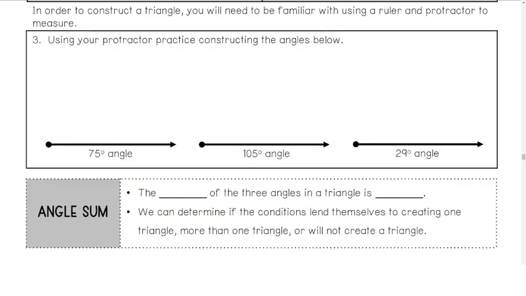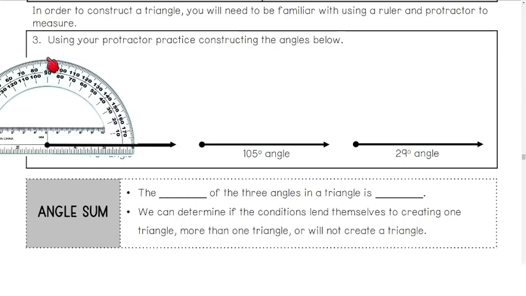Okay, next part. Now using a protractor, you went through a lesson today on how to use a protractor, just to remind you what to do. But we need to go ahead and use a protractor to find the angles of 75 degrees, 105 degrees, and 29 degrees. Now, because of the app that I'm using, it doesn't let me use protractors as I would like to, but I have put together a little piece.